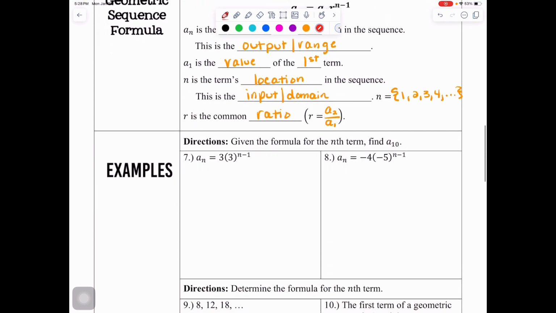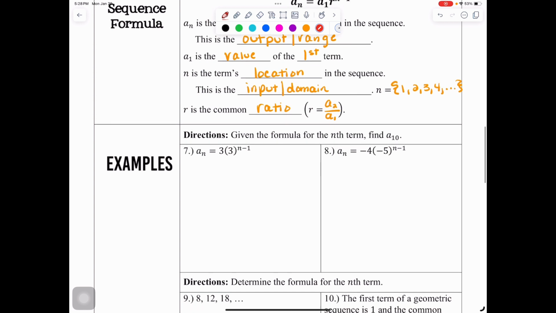So in the next set of examples, number 7 and number 8, the directions are, given the formula for the nth term, find a sub 10. So in number 7, we already have the formula. We want to find a sub 10, so I'm going to replace the little n subscript with a 10, and that means I'm going to substitute 10 into the formula when I see the letter n. So that would be 10 minus 1. So that means a sub 10 is equal to 3 times 3 to the 9th power.